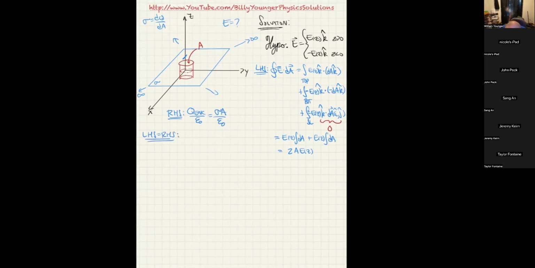Now I do left-hand side equals right-hand side. And with that, that gives me 2A E of Z is equal to sigma A over epsilon naught. Now you see there's no Z dependence whatsoever, so I'm going to stop writing that E of Z and just call it E. But what you also see is the A's cancel out, and you get the electric field equal to positive sigma over 2 epsilon naught k hat for Z greater than 0, and negative sigma over 2 epsilon naught k hat for Z less than 0.